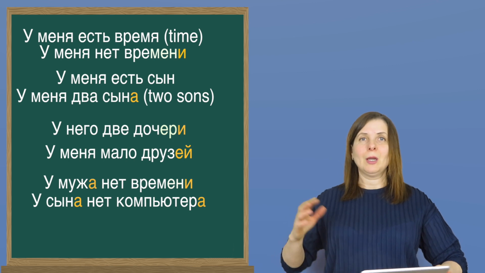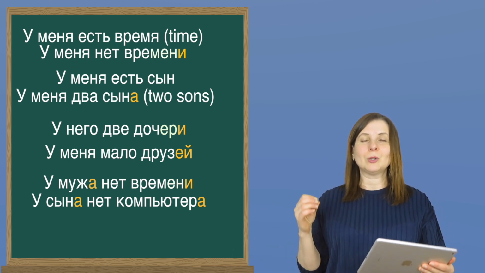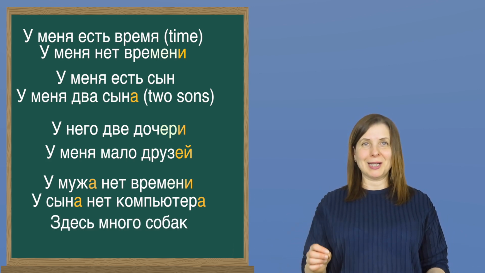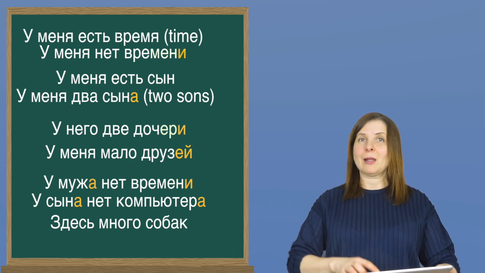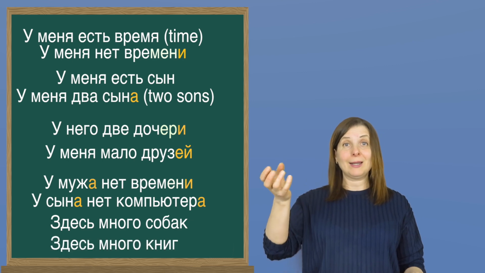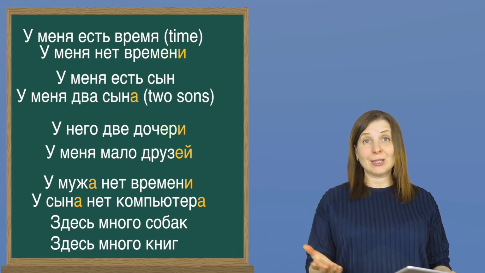Another example, собака is a dog. A lot of dogs, много собак. There are many dogs here: здесь много собак. What else? There are many books here: здесь много книг. So with собака, we take the ending off. Книга, take the ending off, and we have genitive plural.